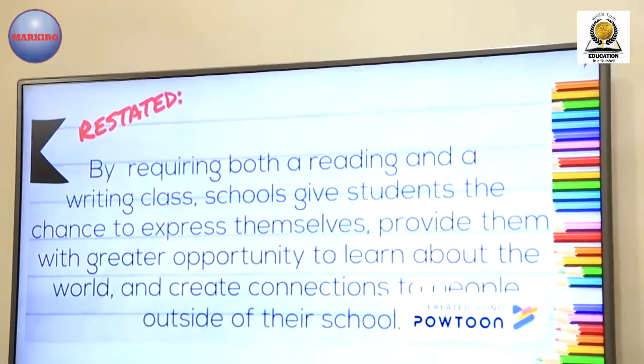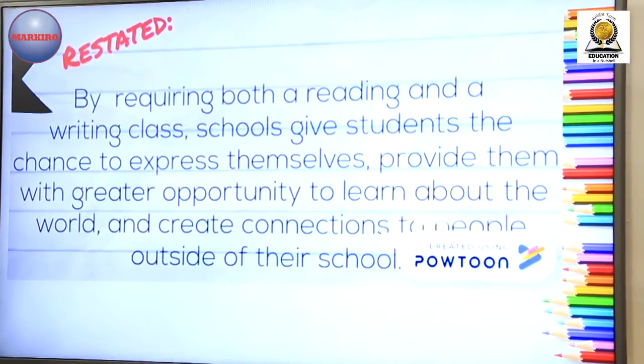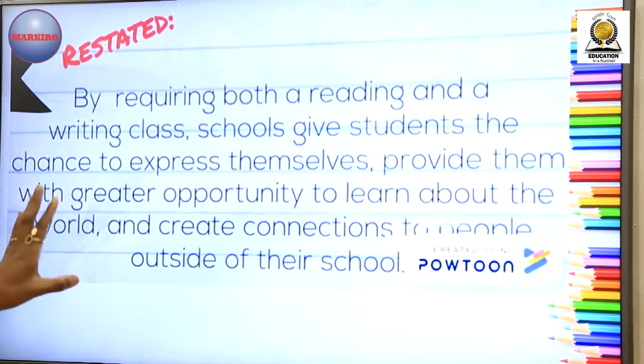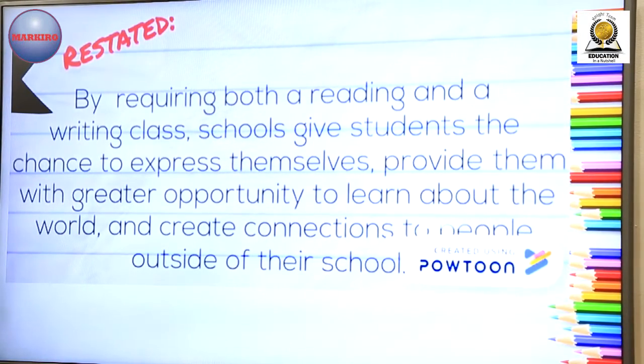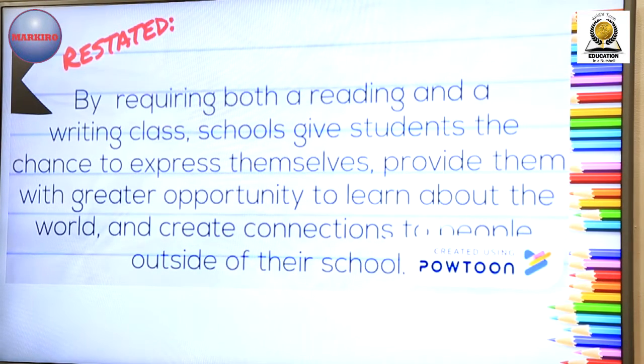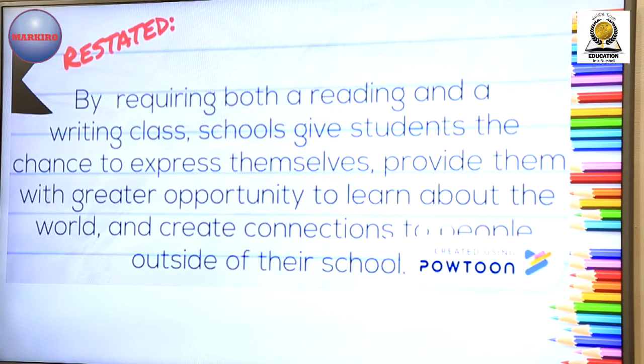Let's see how we restated this thesis statement. By requiring both a reading and a writing class, we still kept our position of encouraging schools to put reading and writing classes. Schools give students the chance, now the benefits, to express themselves, provide them with a greater opportunity to learn about the world, and create connections to people outside of their school. So we kept the main ideas, or I kept my claim or position, by just restating it using other words.